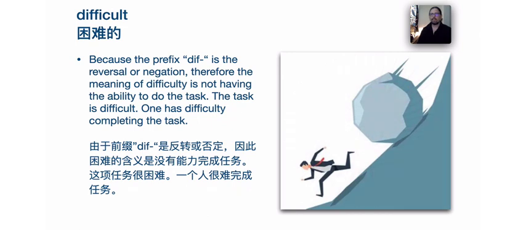Because the prefix diff is the reversal or negation, therefore, the meaning of difficulty is not having the ability to do the task. The task is difficult. One has difficulty completing the task.